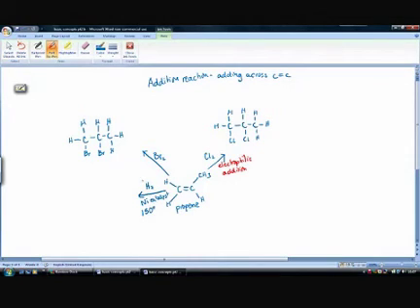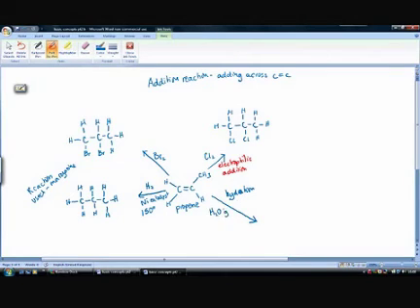Another one is the hydrogenation of propene. You need a nickel catalyst for this, and 150 degrees Celsius. The hydrogen just adds across the carbon-carbon double bond and produces a saturated alkane, in this case propane. This reaction is used in the manufacture of margarine, where you take unsaturated vegetable oils and hydrogenate them, and they turn into saturated compounds which are spreadable.